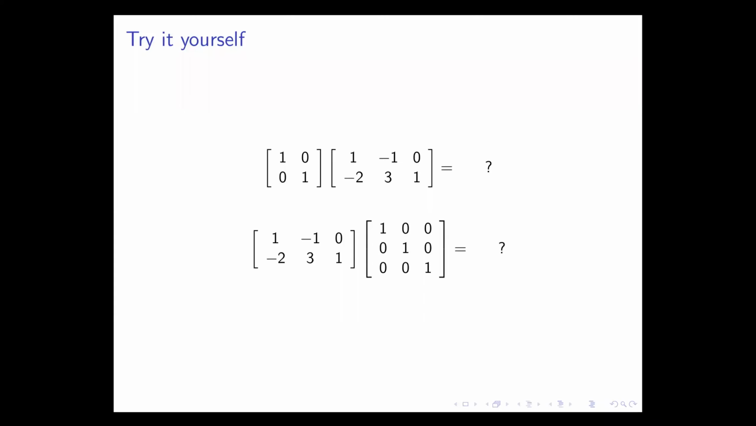Here we can have again two examples. Now it's a matrix 2 by 2 times 2 by 3, and 2 by 3 times 3 by 3. Again, do the calculation yourself while pausing the video, and the answer will appear on the next slide.